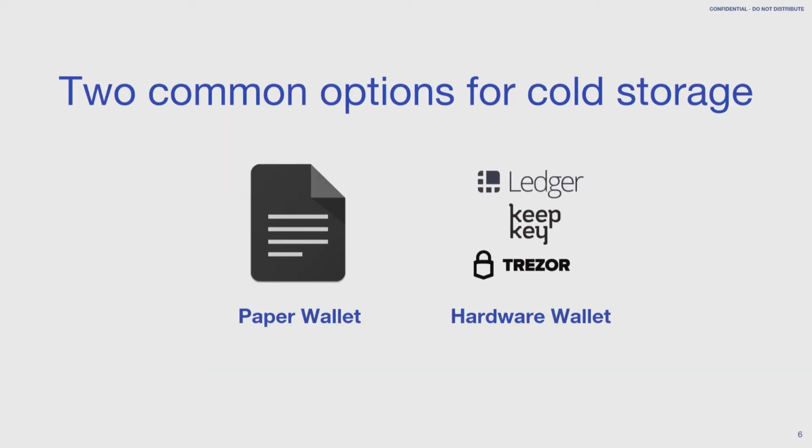So within cold storage, there's typically two common types of cold storage that are deployed. One is a paper wallet, and the second is a hardware wallet. A paper wallet is just a piece of paper that can have your public key and your private key that you store. A hardware wallet is typically a little electronic device that can be used to authenticate transactions without having to type your private key into a computer. And it makes sure that the private key doesn't leave the device.